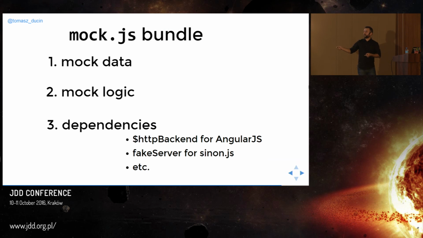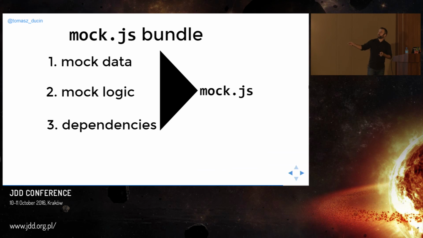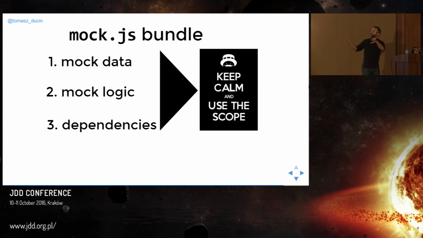And finally, the dependencies, right? So HTTP backend for Angular, fake server for Sinon, or whatever kind of alternative library you're using. We need to include all those three, and this is how we create the mock.js. And of course, on the low level, we are using the scope, so that until we refresh the page, all the changes that we applied will be stored, right? Until the very end, so that we can have intelligent mocks and we can do end-to-end tests.